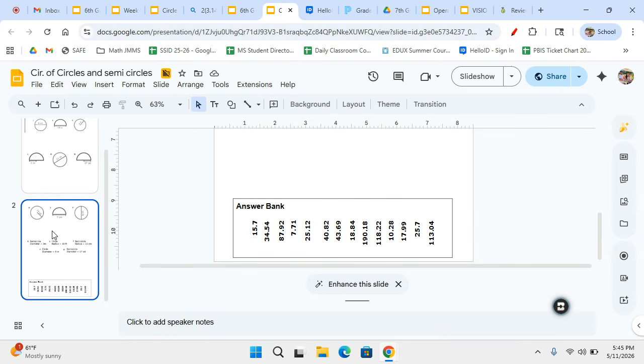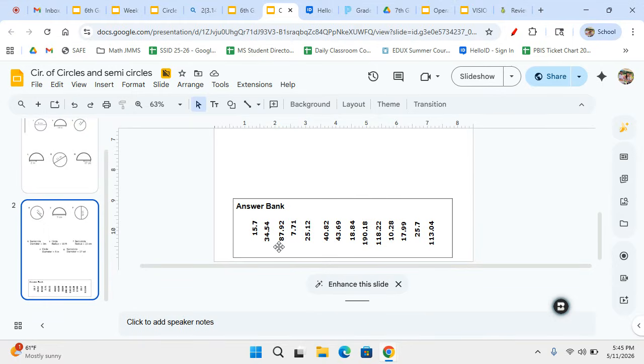All of the answers to all of the questions on this paper exist in this answer bank. So if you try to find an answer and it's not down here, you need to resolve that problem. Maybe you used the wrong formula. Maybe you typed something wrong in the calculator, but the answers, they should be in this bank. So you can cross them off as you go. There won't be another question that's 18.84. Once you use it once, it's done.